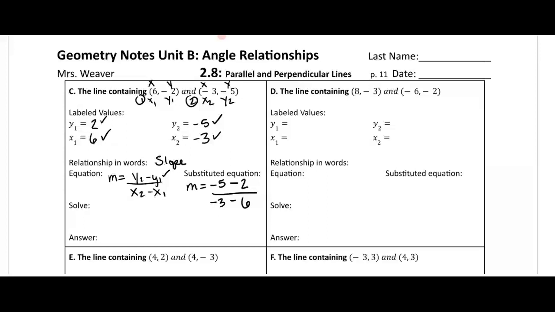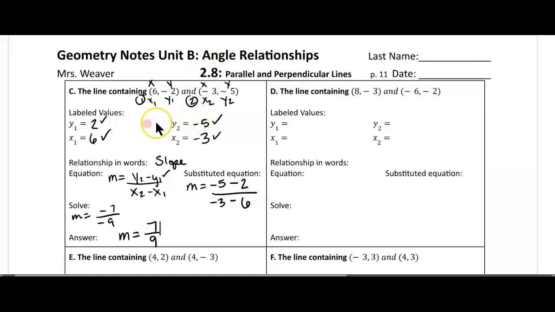So I'm going to simplify. Negative 5 minus 2 is negative 7. Negative 3 minus 6 is negative 9. To fully simplify, if I have a negative divided by a negative, I need to simplify that to just a positive, so my slope equals 7 over 9.